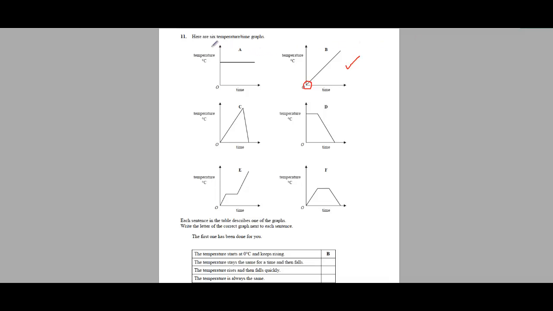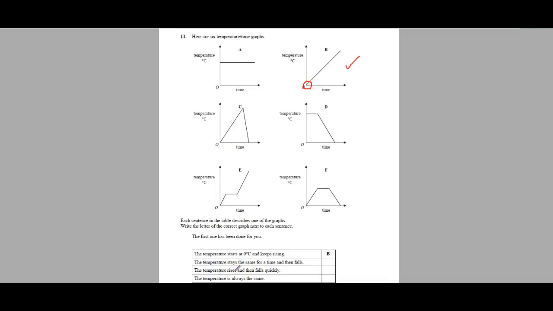So here we have 6 temperature time graphs, and we have to match each graph with each statement. The first statement is the temperature starts at 0 degree and keeps rising. So this is this graph in which it starts from 0 and keeps on rising. So this graph matches with this statement. So I will write B here. The graph B matches here.